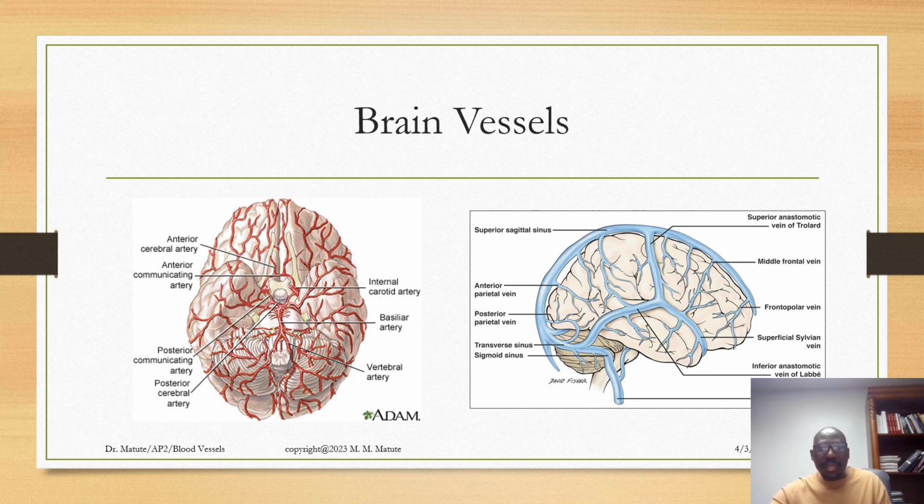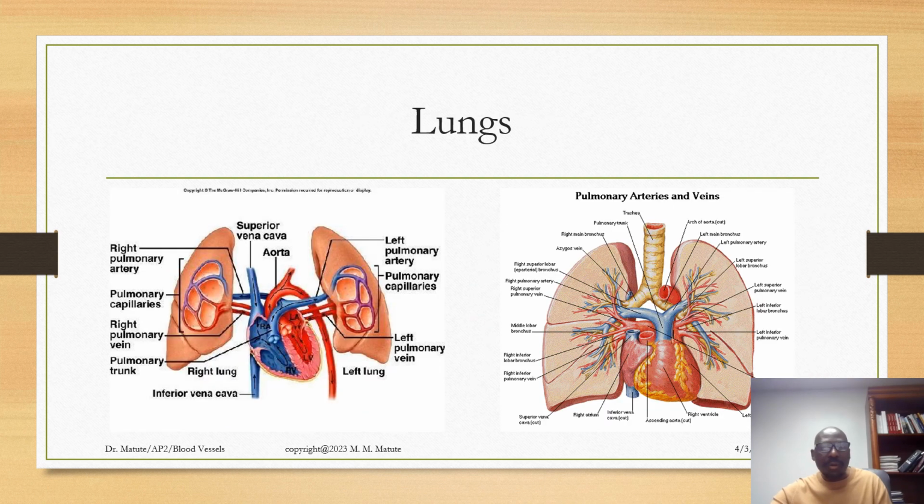Brain vessels, again, I just want you to know some of the main arteries of the brain, and then the main veins of the brain as well. The same with the lungs. We talked about the pulmonaries already, so I think that one is fairly familiar.